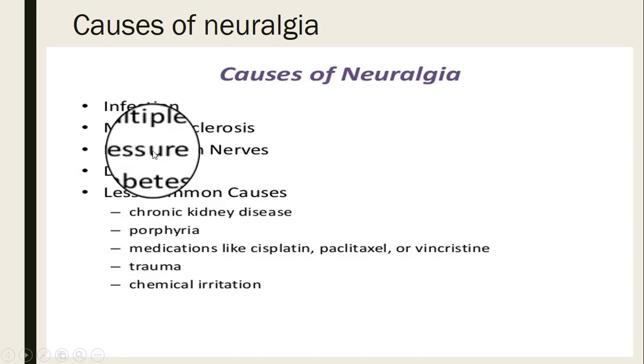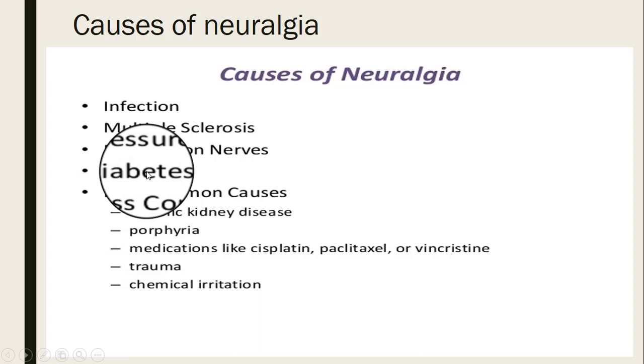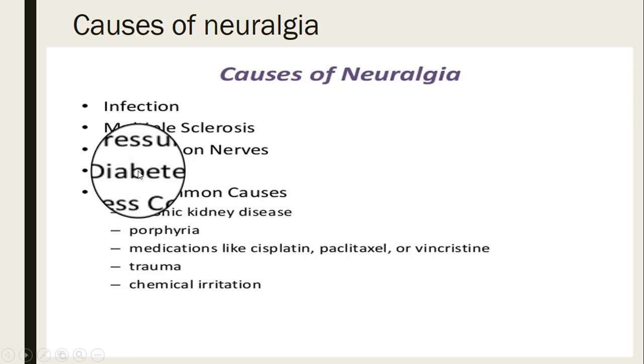And the next cause of neuralgia is diabetes. So many people with diabetes have problems with their nerves, including neuralgia. The excess glucose in the bloodstream may damage nerves. This damage is most common in hands, arms, feet, and legs.